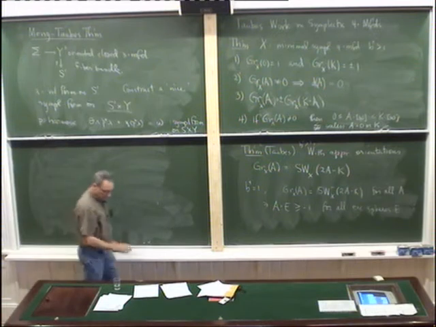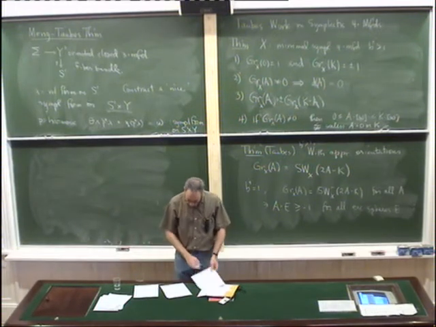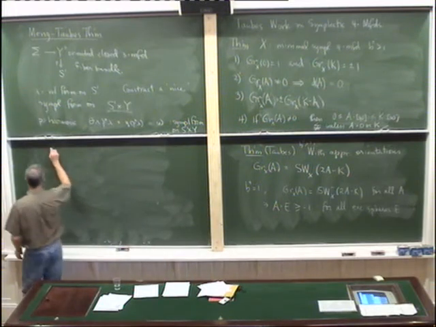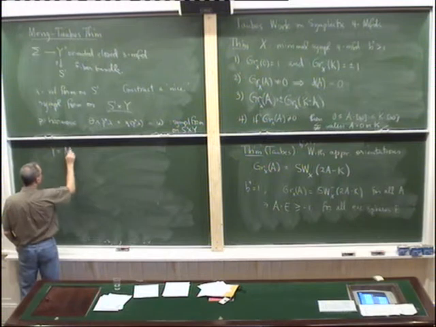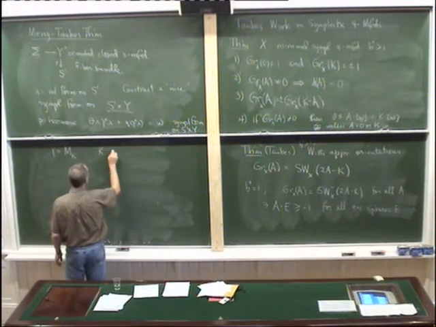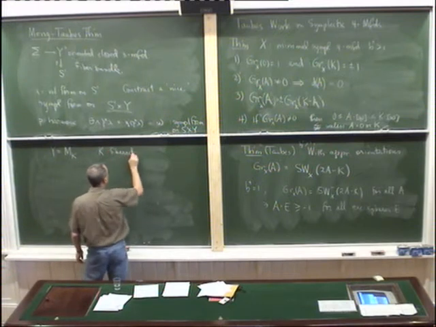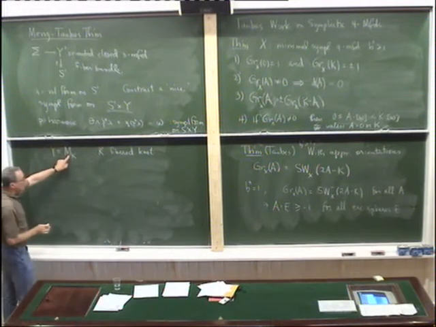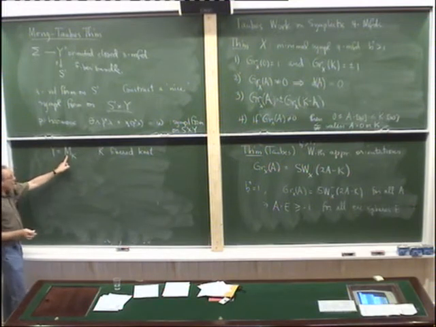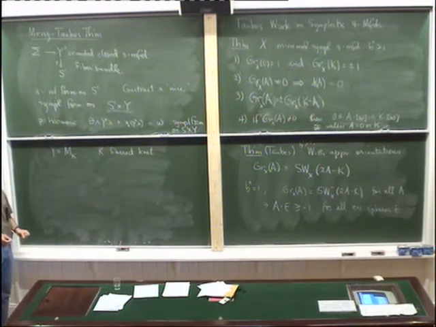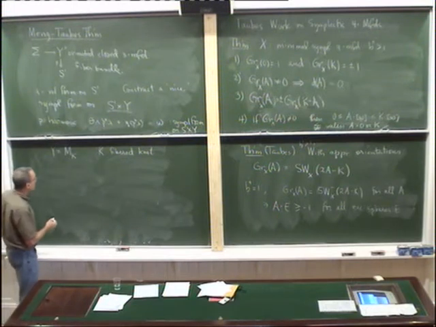Okay, so let's now restrict to the case where Y is equal to M_K, for K a fibered knot. Remember, M_K means zero surgery on this fibered knot. Then M_K has a fibration over the circle whose fiber is a closed surface, whose genus is the genus of this fibered knot. Okay?